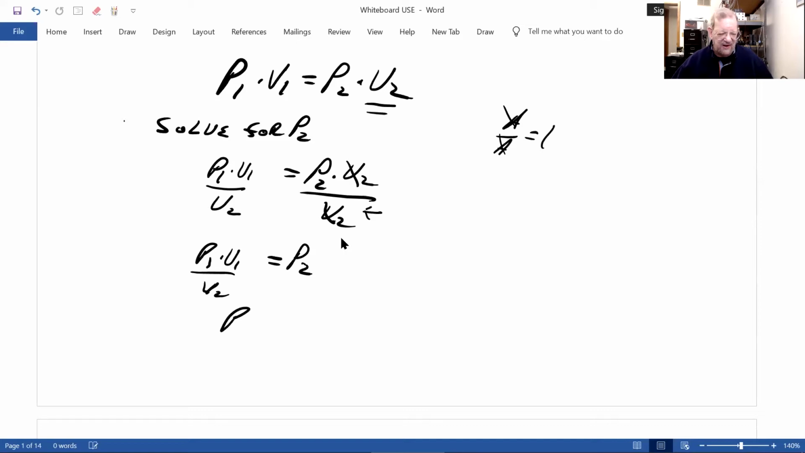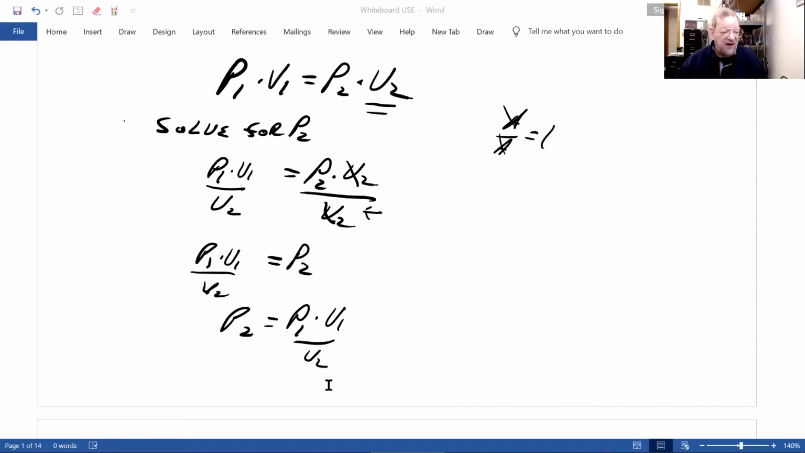I like to rewrite it. You don't have to. And that's how you solve for P2. Again, when you have two things multiplied and you want to get rid of one of them, divide by that number, because anything divided by itself is number 1. If I do this to one side, I have to do it to the other. V2 divided by V2 is 1. 1 times P2 is P2. This is the other side. I just flipped it around.